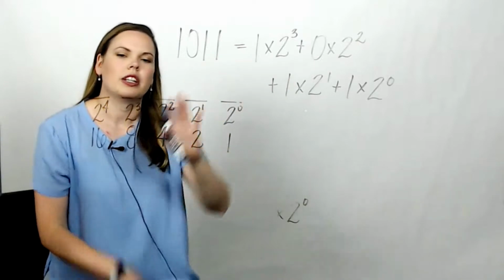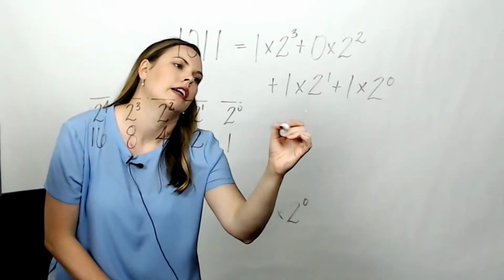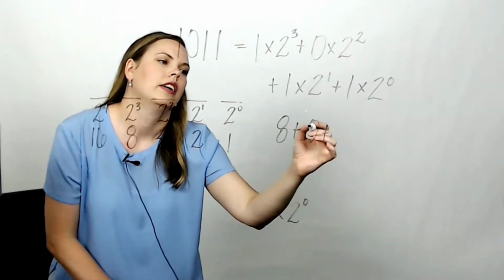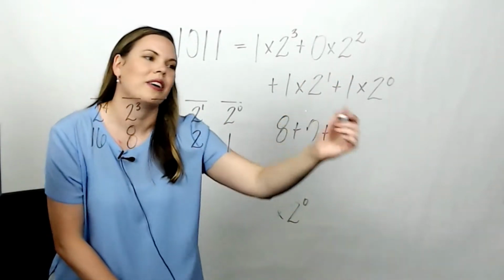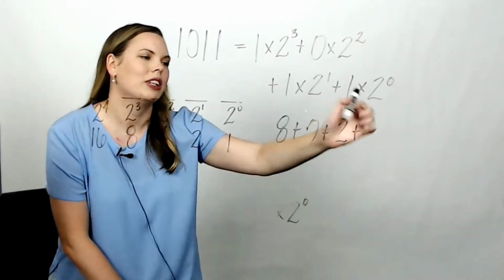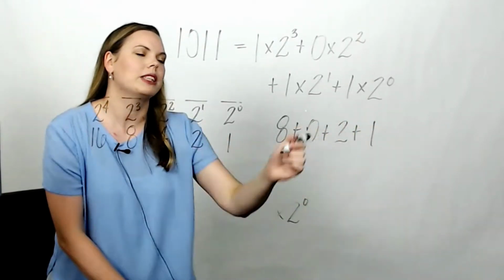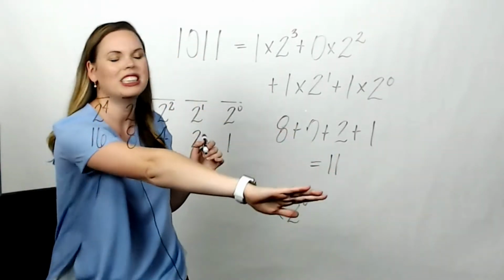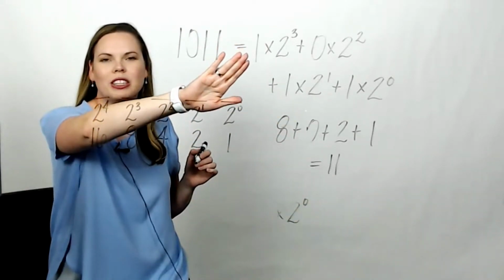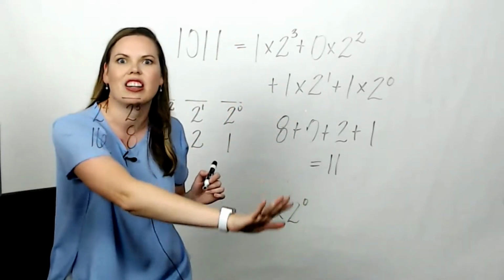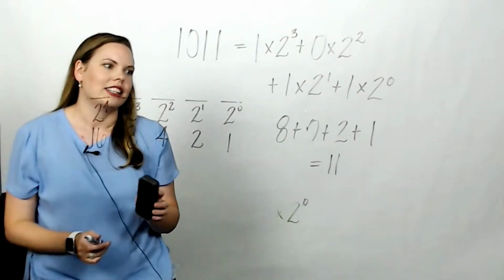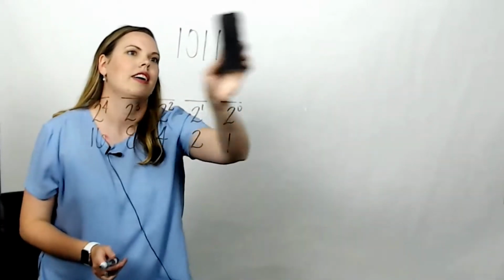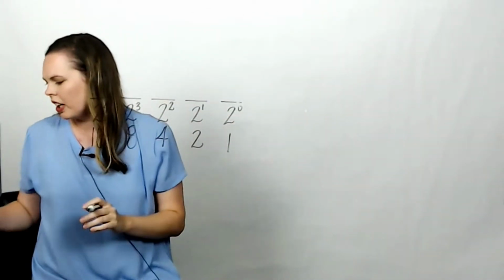So we have 1 times 2 to the third, which is 8, plus 0, plus 1 times 2 to the first power, which is 2, and 1 times 2 to the 0, which is 1. So 8 plus 2 plus 1, this numeral represents the quantity of 11. So binary 1011 represents a quantity of 11. Okay? And then let's do another binary number. Get a little bit bigger.